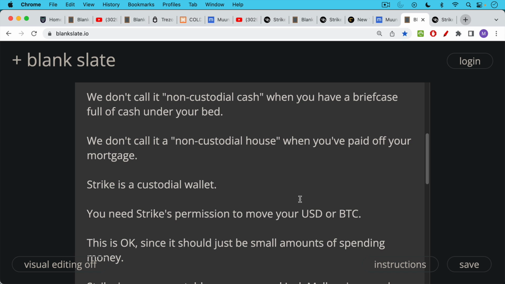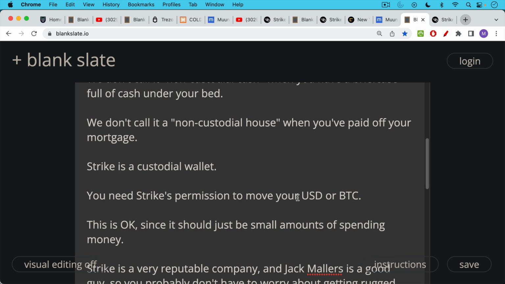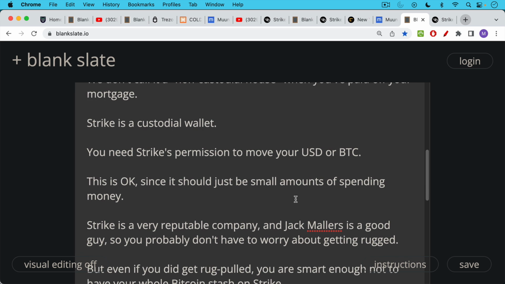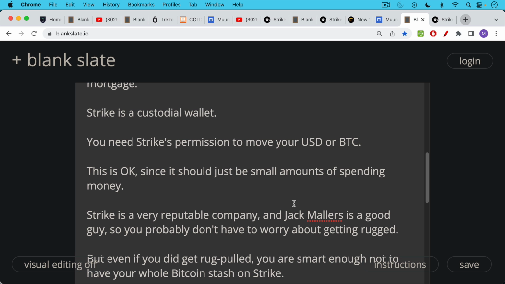I just want you to be aware of the trade-offs between hot wallets and cold wallets, custodial wallets and non-custodial wallets. It's okay, I think, that we trust Strike with our Bitcoin or our US dollars because these are going to be very small amounts of spending money. Strike is a very reputable company in the space. Jack Mallers, if you've heard him interviewed, is a really funny guy. I think he's a good guy. He's a true Bitcoiner. So you don't have to worry about getting rugged.